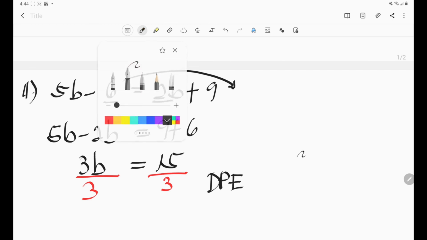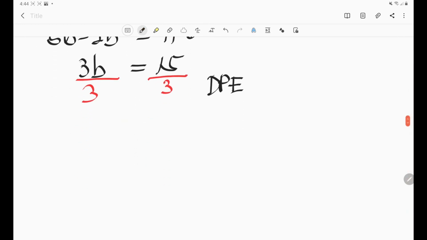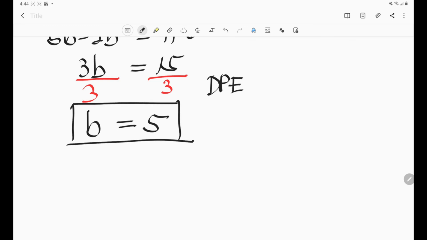So what is now the result? 3b divided by 3 is b, and 15 divided by 3 is 5. So the solution is equal to 5.